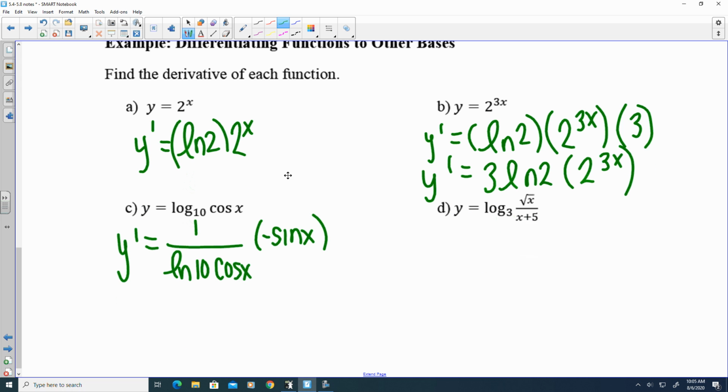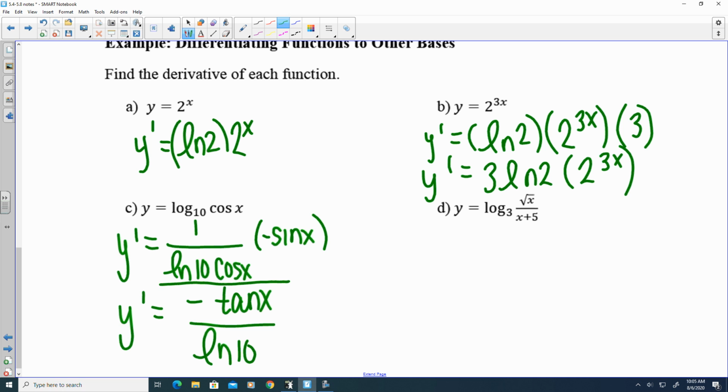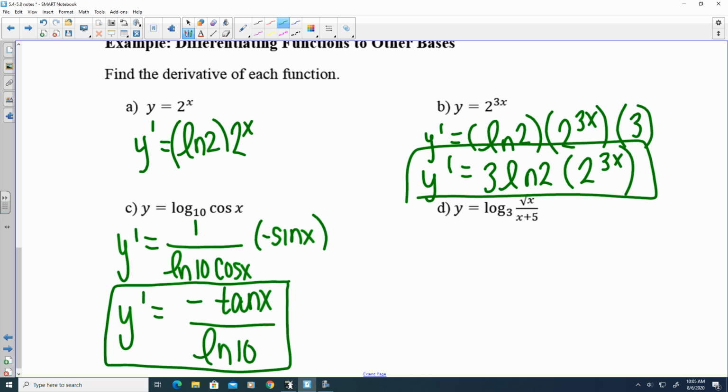So I would probably put that negative sign on top, but I also recognize that if I'm going to have negative sine over cosine, that is tangent. So I have negative tangent over natural log 10. Hopefully you'd recognize that sine over cosine would be tangent, but if you didn't, I would not penalize you.